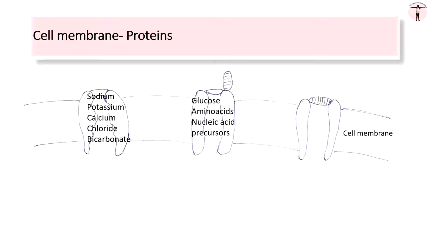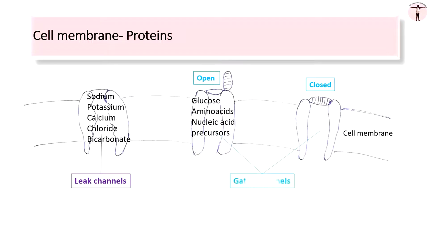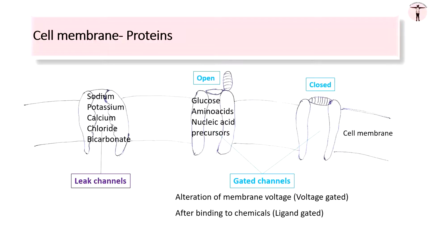Each channel is specific for one variety of ions or molecules. Some channels are continuously open, called leak channels, whereas others may open and close, called gated channels. If the gated channels open due to alteration of membrane voltage, it is called a voltage gated channel, or if they open after binding to chemicals, it is called a ligand gated channel. Some channels open when the membrane is stretched.